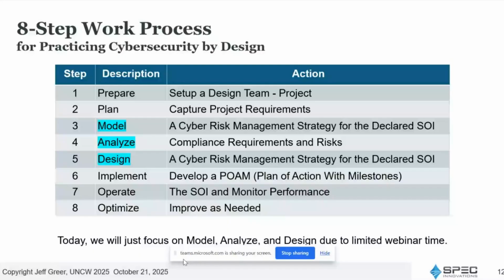I have a typo there. When we model this out, we're going to model out the system of interest, and I'll talk about that a little bit more in a minute. My apologies for the typo. And then ultimately, when you go to implement, you're going to need a POAM, plan of action with milestones. You're going to have to operate the SOI and monitor performance, and then optimize, which is where you improve as needed. And we're going to talk a little bit about why operate is important, particularly for large-scale complex systems, as it pertains to V&V.